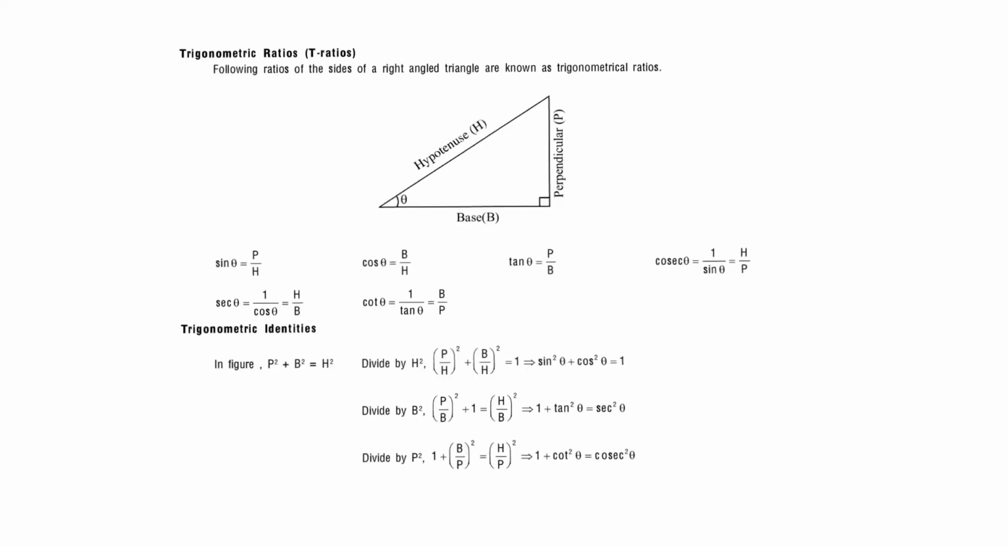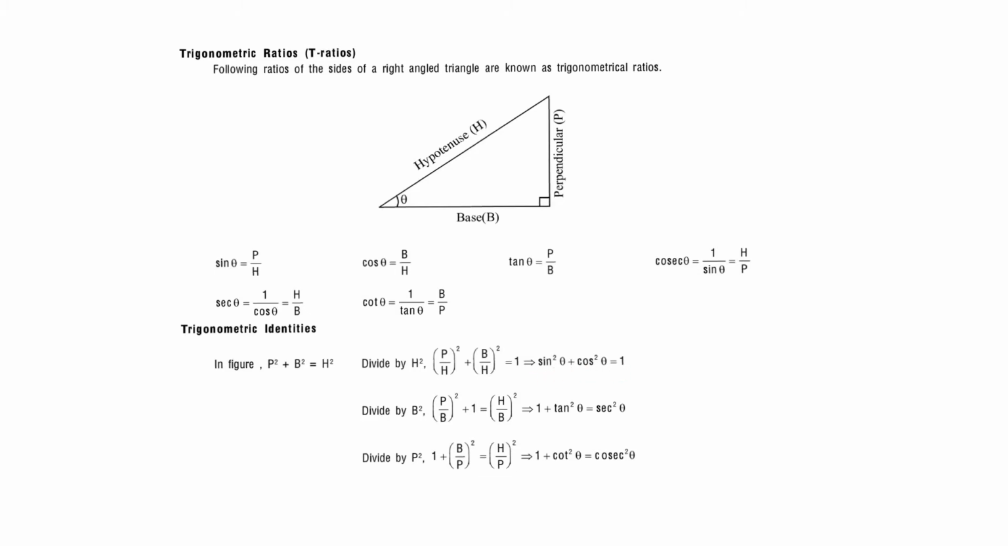Now we all know about basic trigonometric relations. Like sin theta is opposite side divided by hypotenuse, and cos theta is adjacent side divided by hypotenuse, and tan theta is opposite side divided by adjacent side. And cosec theta is reciprocal of sin theta, sec theta is reciprocal of cos theta, and cot theta is reciprocal of tan theta.